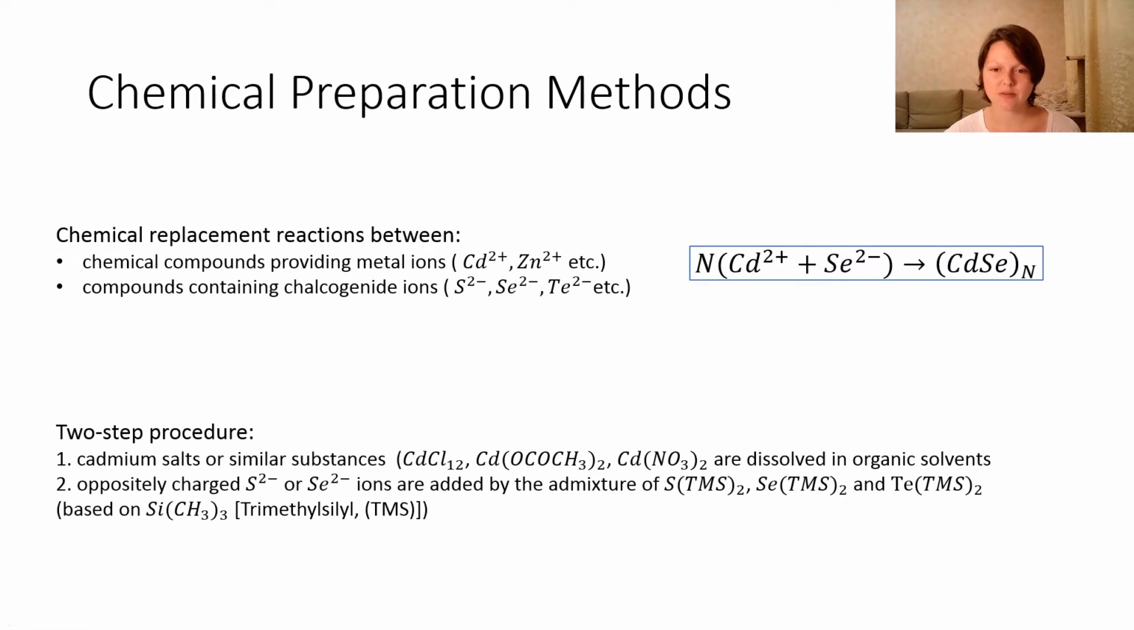and during the second step oppositely charged sulfur or selenium ions are added by the admixture of organometallic compounds based on trimethylsilyl. By these methods we can obtain so-called superclusters of cadmium sulfide, stable and very small clusters that consist of 55 atoms. It's the smallest clusters that can be obtained by chemical methods and physical methods.